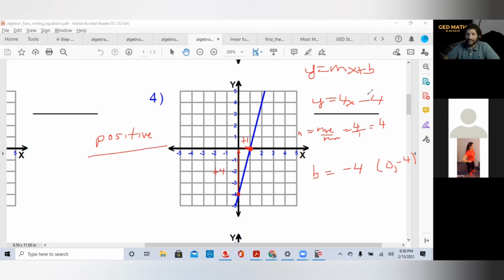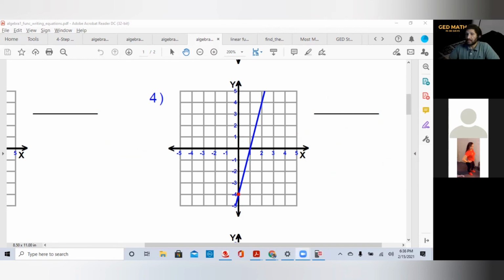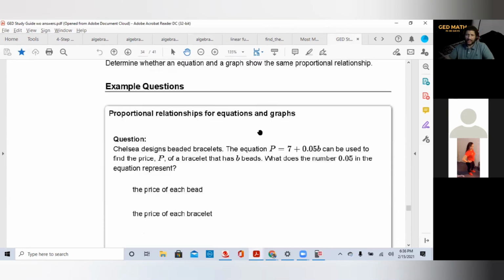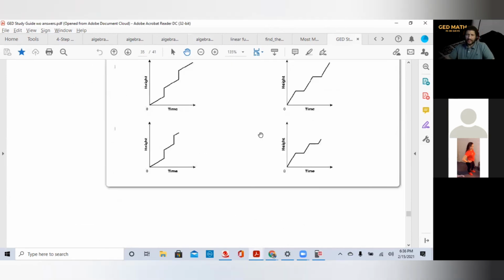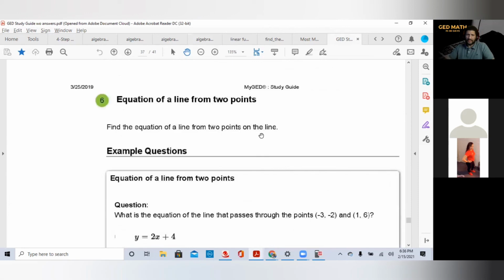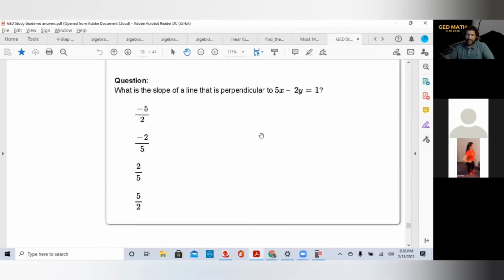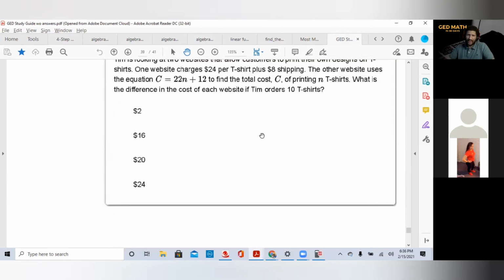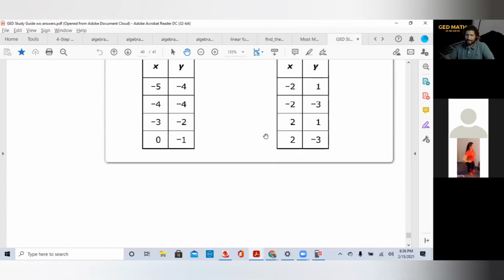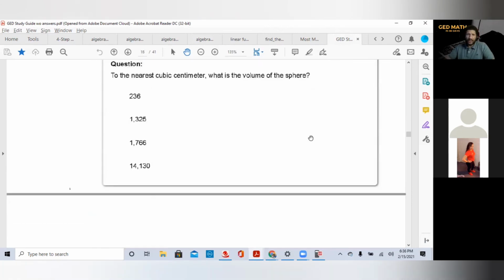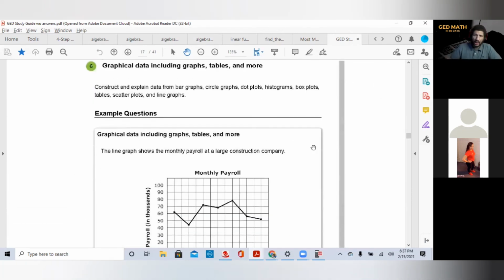Any questions before we leave for the night? Let's see if I can find another question fairly quickly. From a graph, let's see. That's perpendicular. We'll go over that on another night, of course. I don't see one from this GED study guide right now, but if you notice, you'll see quite a few linear equations on this GED study guide.